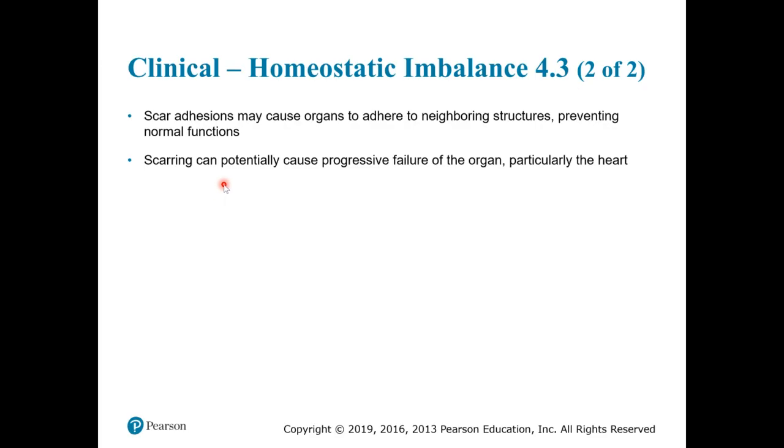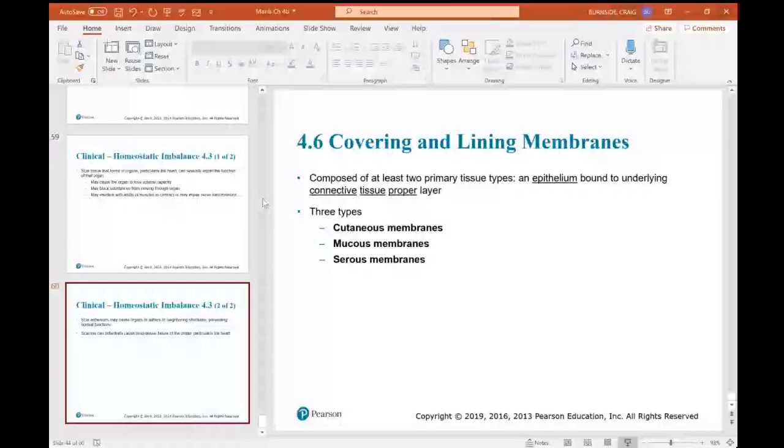So the scar tissue, had it been allowed to develop, would stick to neighboring structures and prevent normal functions, meaning range of motion. So we didn't want that. Scarring can potentially cause progressive failure of the organ, particularly the heart, for all the explained reasons that the scar tissue is not contractile. And there is the end of that chapter.